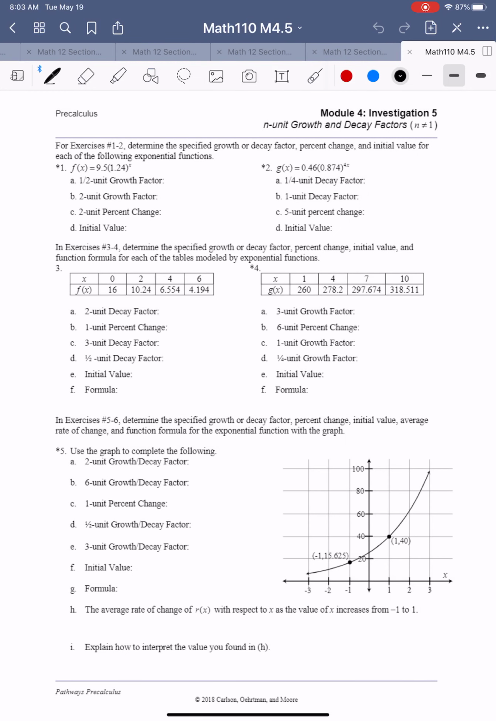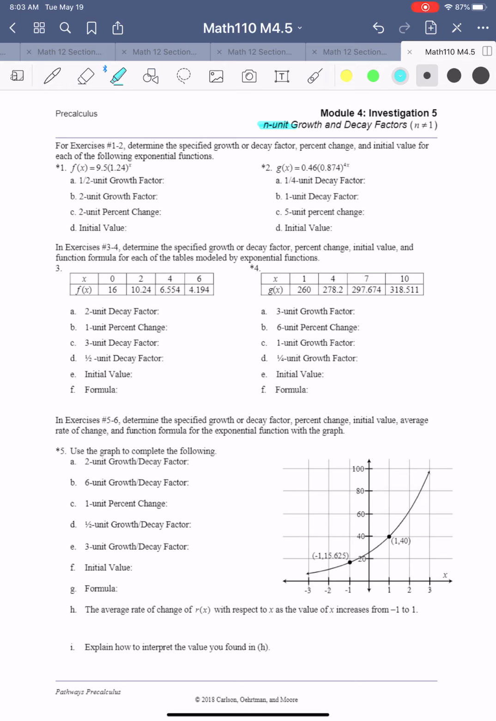Hello, class. This is a module for investigation 5. So we're going to continue doing the growth and decay factors, but we're going to do the n unit this time. Okay, so I kind of introduced this in the last investigation too.